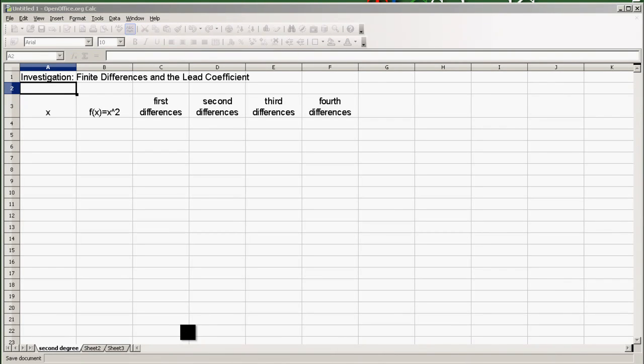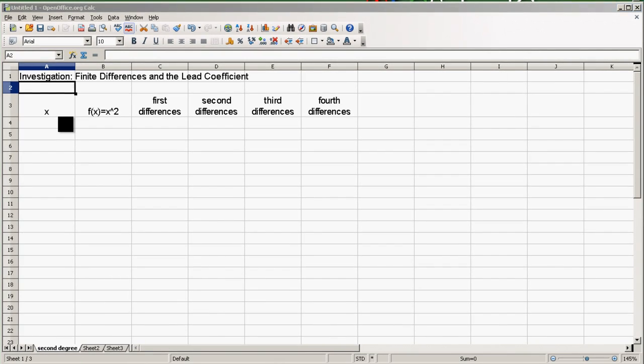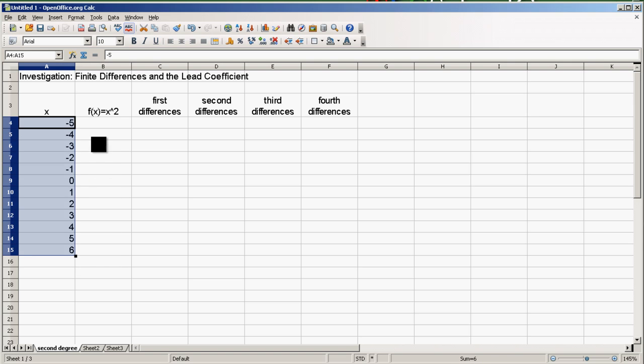You're going to be investigating the relationship between finite differences and the lead coefficient. Now, you may have calculated finite differences before in grade 9 when we looked at linear relationships, and in grade 10 when we looked at quadratic relationships. It's good to use a spreadsheet because, of course, you can extend patterns and fill down very easily.